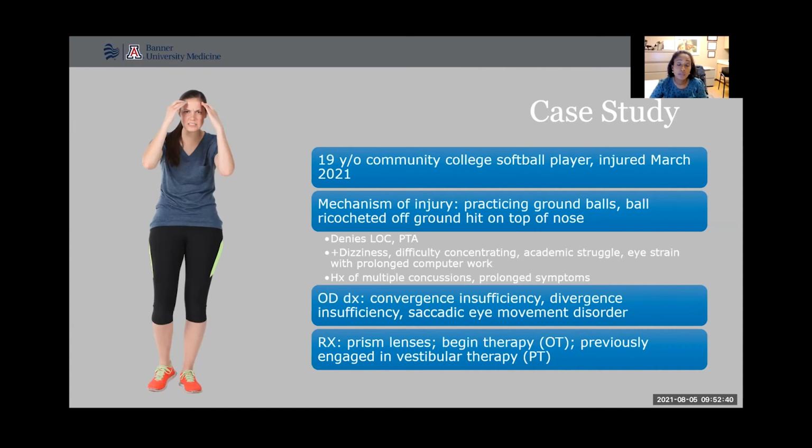And within a few weeks of being with our provider, she did see a neuro-optometrist, and she was diagnosed with convergence insufficiency and divergence insufficiency, so some binocular visual problems, as well as ocular motor eye movement disorder, so the ocular mobility problem. She was recommended to obtain specialized prism lenses to begin therapy here at the center with me in occupational therapy. And she had previously been engaged in vestibular therapy with physical therapy prior to seeing me.